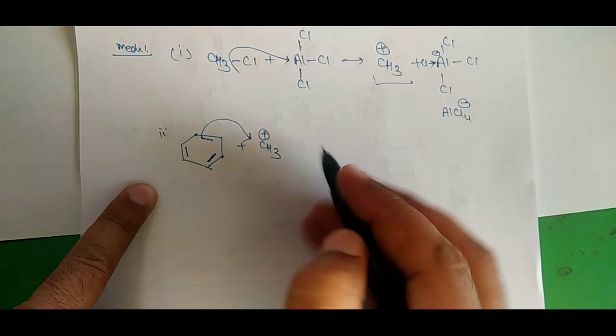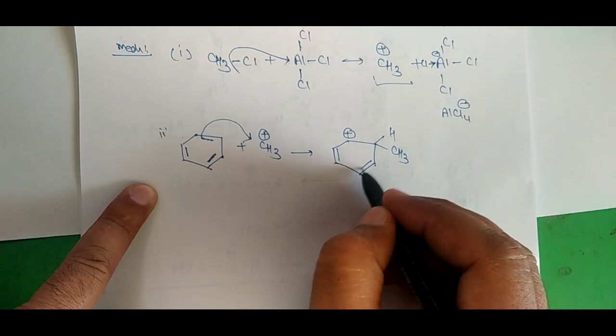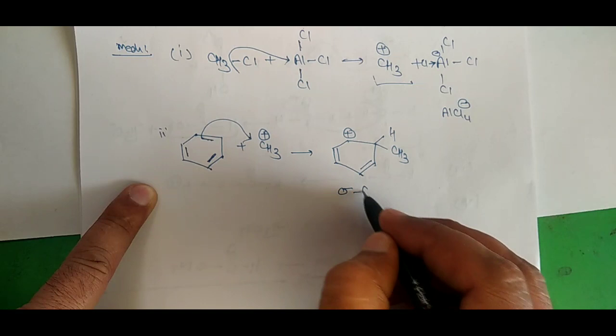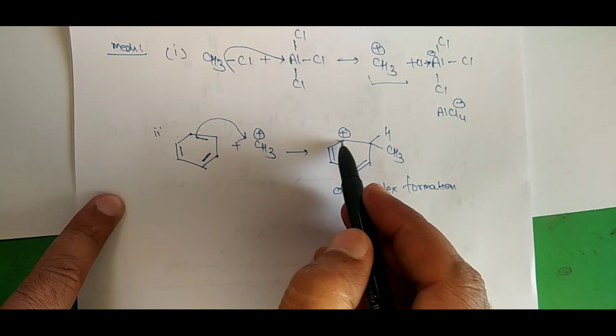We will get what here? We will get here HCH3 and this carbon carries positive charge, and ये वाले bond जो यहाँ पे ही रहेंगे. So this is called here sigma complex formation. It is also called the carbocation complex formation because this carbon carries positive charge, and that's why it is called the carbocation complex formation.